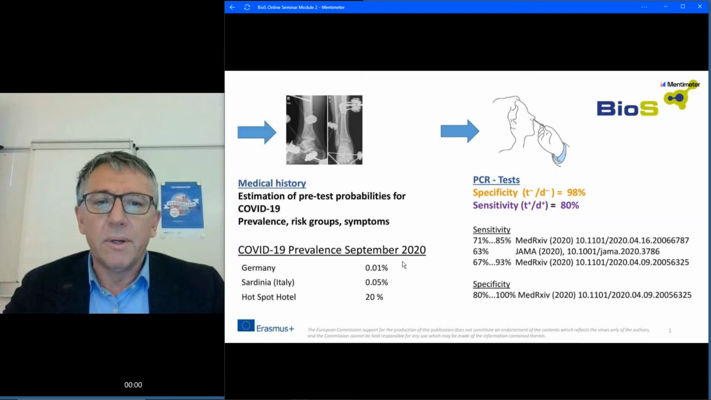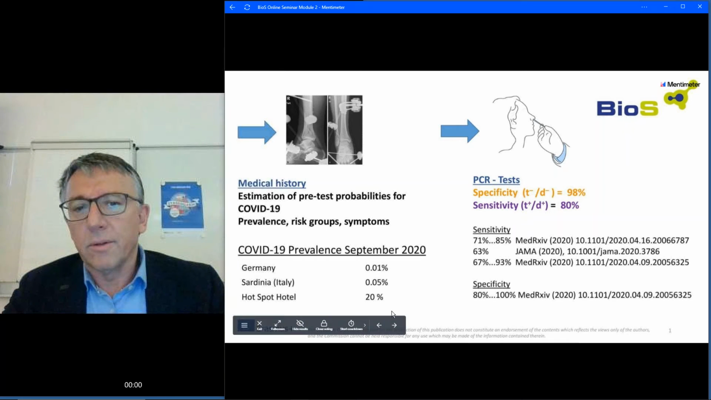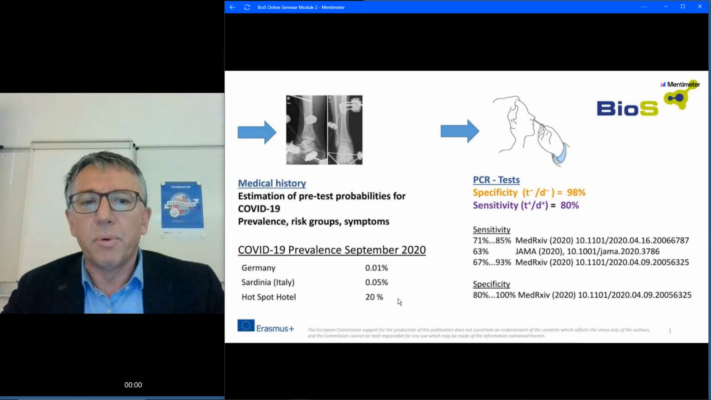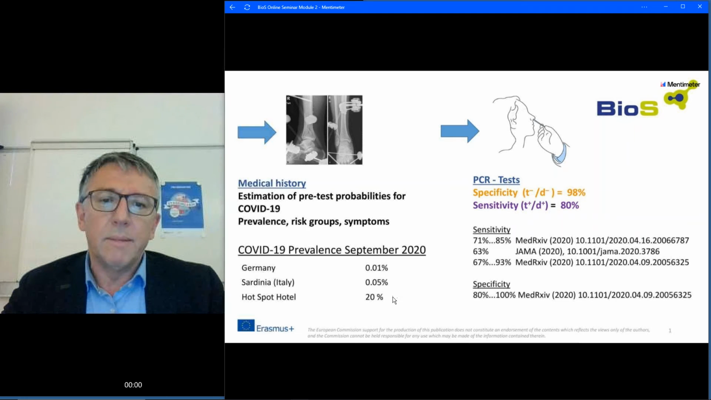In Germany, in September, we had a prevalence at most of the locations within Germany of between 0.01% to 0.02%. In Italy, the numbers were slightly higher, but still very low. But we had throughout Europe some hotspots in several parts of the industry, hotspots related to parties or to events in hotels, so that at some locations there was quite a high prevalence of, in this case, up to 20%.